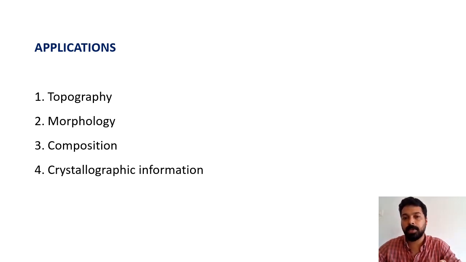And coming to the composition, I told you both by using the X-ray as well as the Auger electron, you can get the elemental analysis, or you can use it for characterization. And finally, you can get the crystallographic information, like how ordered or non-ordered the sample is, or the crystal nature, or any kind of defect present, etc., can be identified by using SEM.